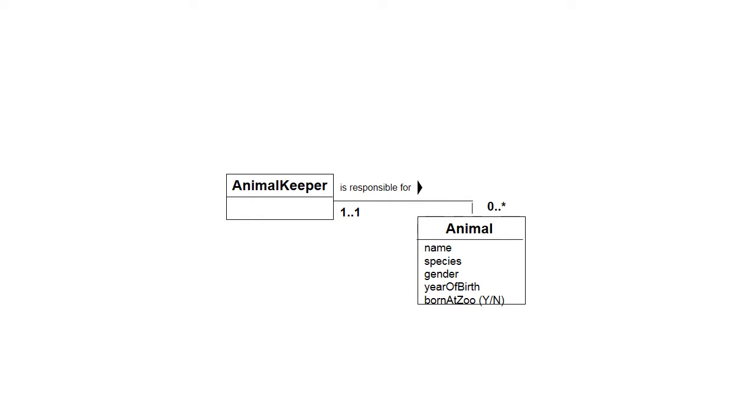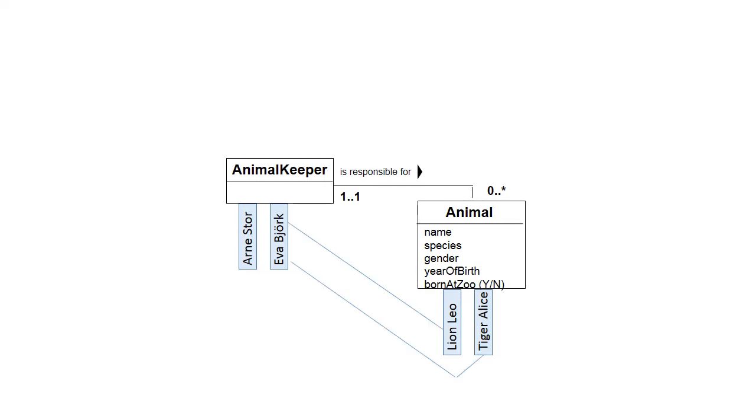I now try to describe in detail what we mean by this. Think that we have two objects of animal keeper. We have one animal keeper, Arne Stor, and one Eva Björk. And we have two animals, the lion Leo and the tiger Alice. In this case, Eva Björk is responsible for the lion Leo and the tiger Alice, while Arne Stor is not responsible for any animal.